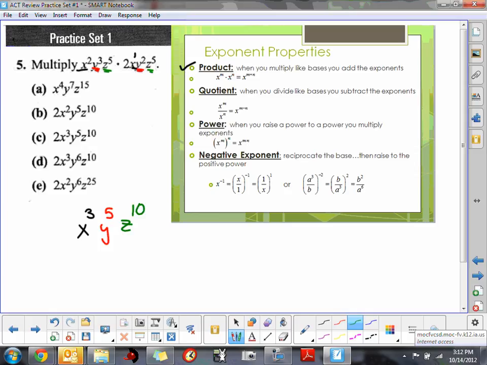The only other number that we have to multiply by is 2, so it's 2 times x cubed, y to the 5th, z to the 10th. We find that answer choice up in our selection, and it looks like it is C.